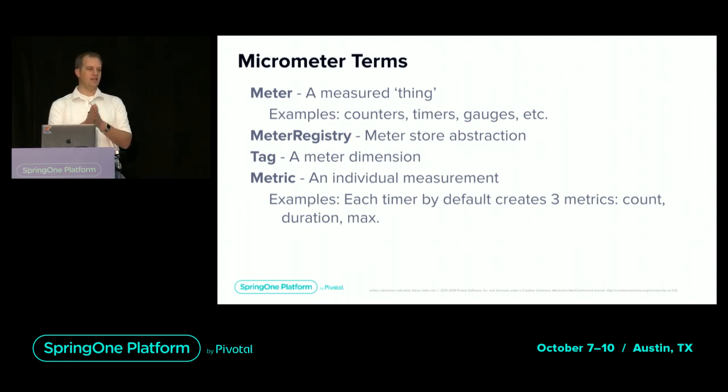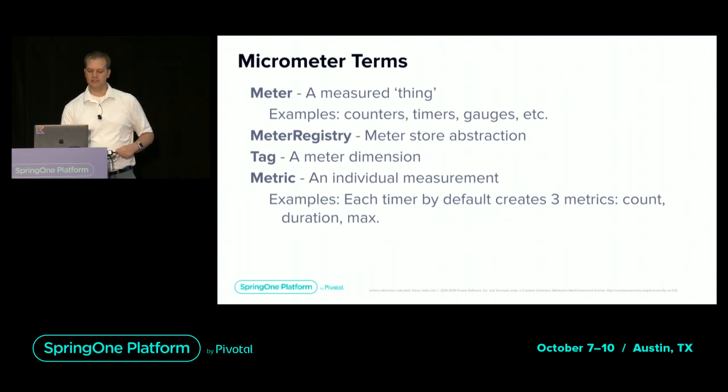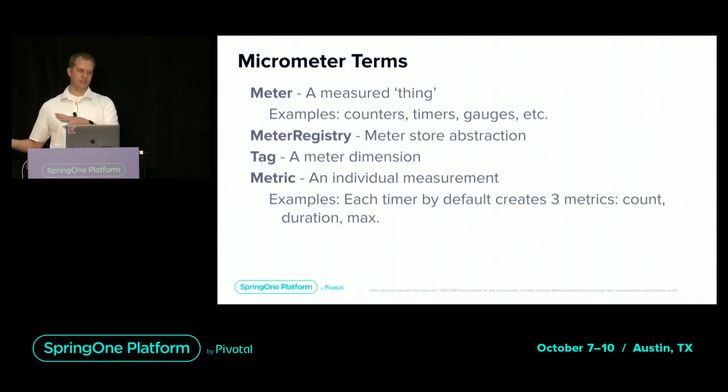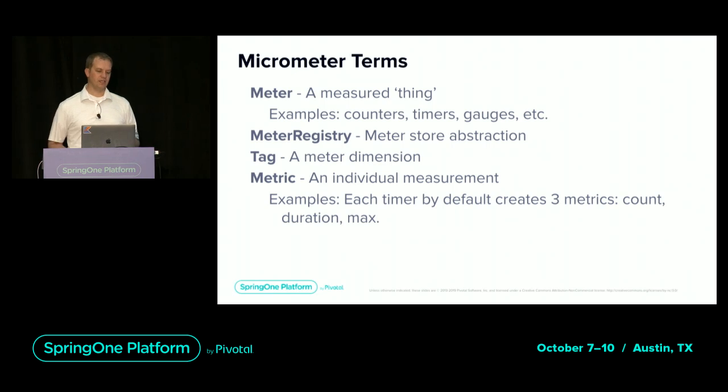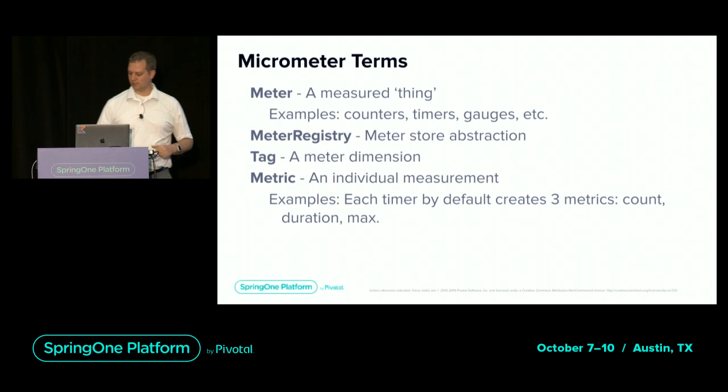Then you have a tag, and a tag is those dimensions on those meters. Like when I demonstrated the dimensional metrics earlier, you saw a number of tags there. And then you have a metric. A metric is what is output at the end. This is what the metric systems are going to be tracking, and those are individual measurements. For example, a timer by default creates three metrics: total counts, total durations, and a max. So just so you can break those apart, the main thing is telling meters and metrics apart.